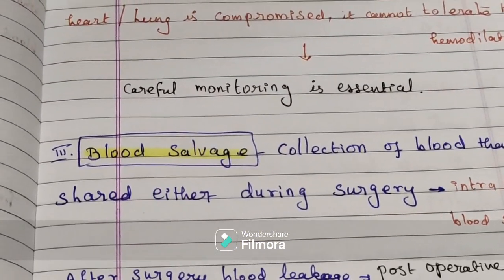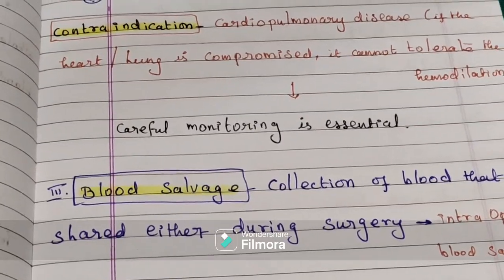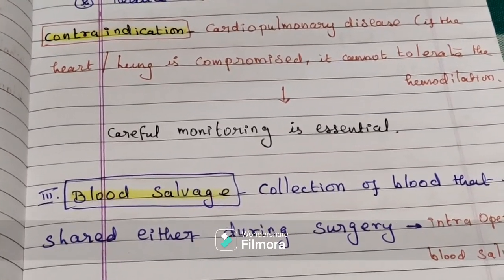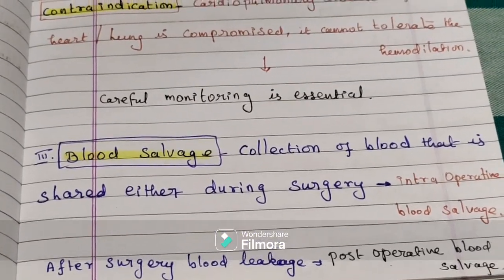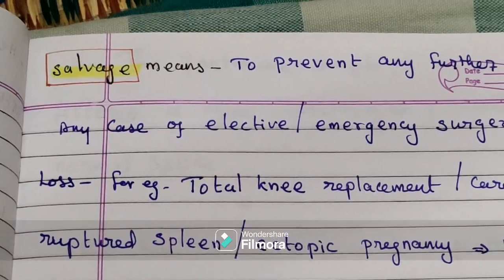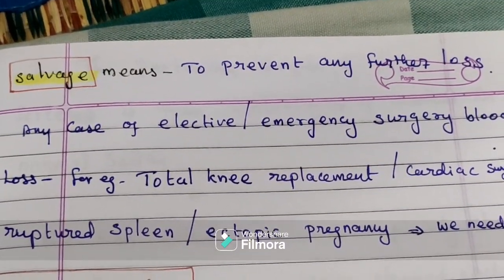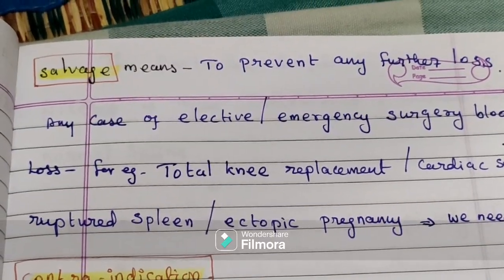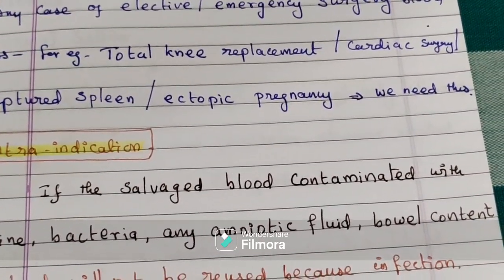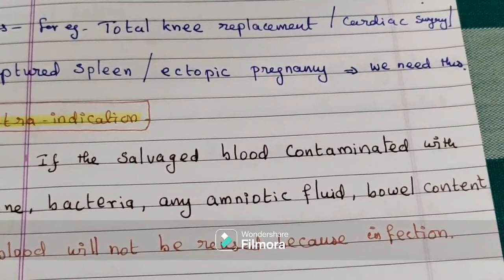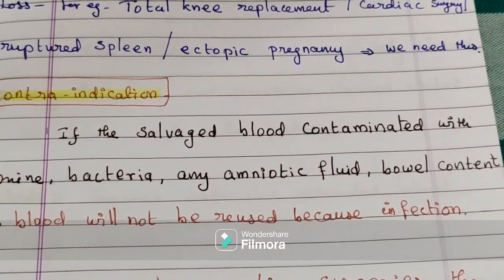Then the third method, salvage method. This is collection of blood that is shed either during surgery, which we call intraoperative blood salvage, or following surgery if there is blood leakage, which is called postoperative blood salvage. Salvage means to prevent any further loss; that is called salvaging. So blood salvage means to prevent any further blood loss. We collect whatever blood is shed during surgery or postoperatively, and subsequently re-infuse that recovered blood to the same patient. That is what is called blood salvage.